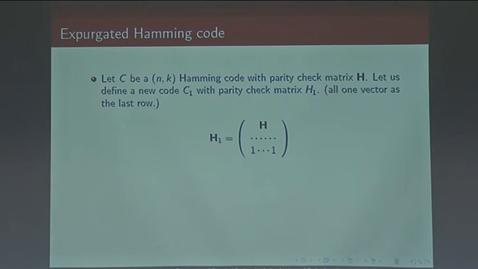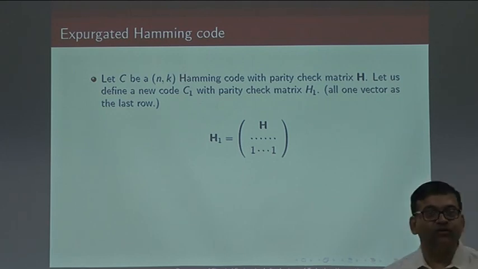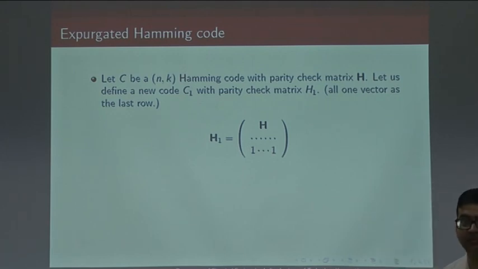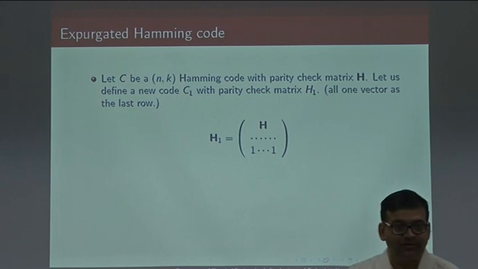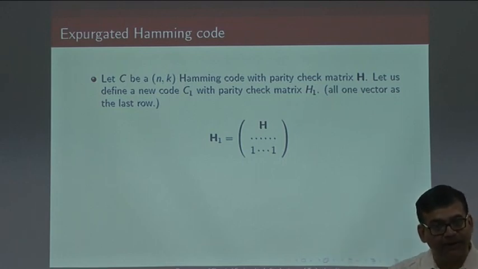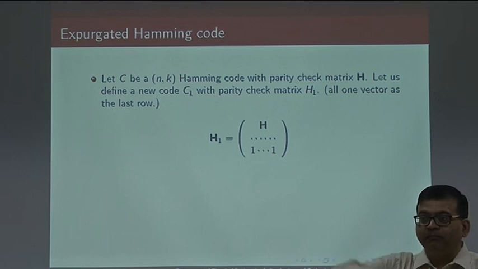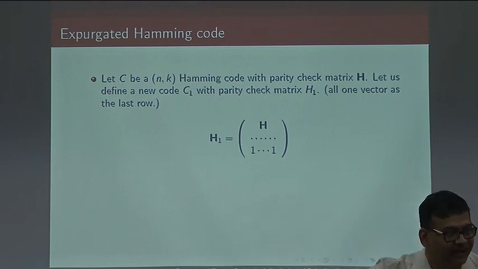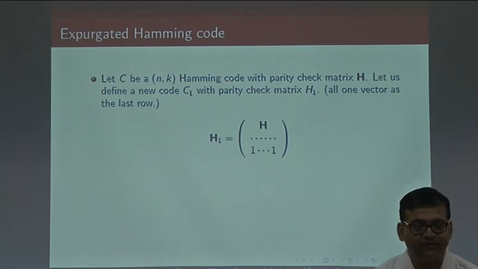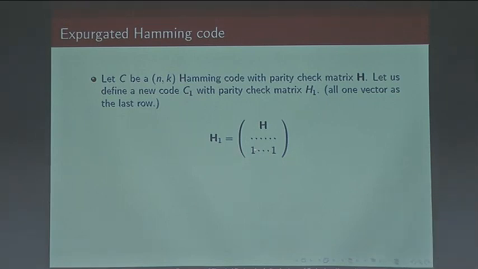And what is n of this new code? Same as the original code. So, then what is k? Exactly. So, k has now become k minus 1. Think about it. Earlier you had 2^k code words, now you have 2^k divided by 2. That means you expurgated, you just threw away half of these code words. And which were the half code words you threw away? So, I added this constraint, all ones.